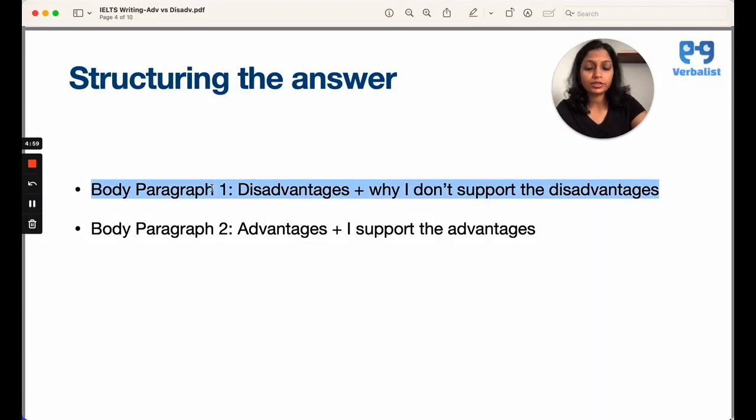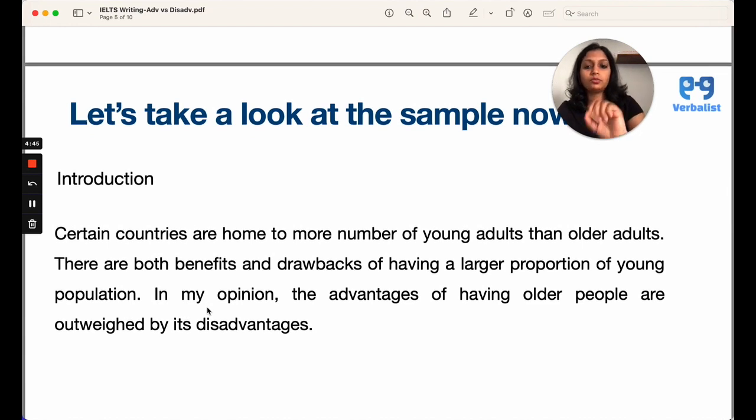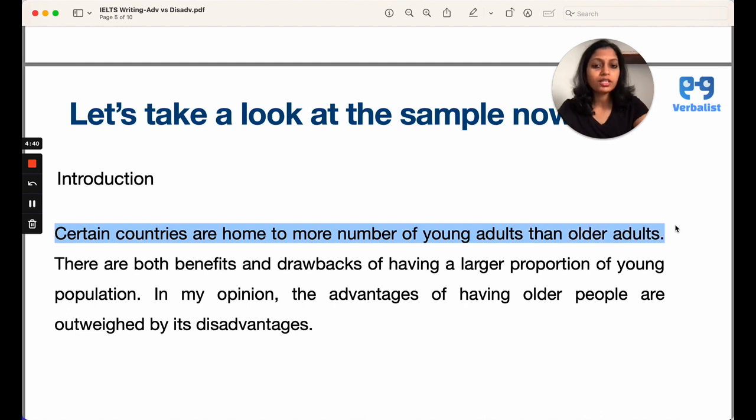Just to remind you, I have written the disadvantages first, and I'm going to say why I don't support the disadvantages, and then I'm writing the advantages and saying why I support the advantages. Okay, so we'll start with the introduction. And remember, paraphrasing does not mean changing every word in the question statement. It means to restructure that sentence and write it in a way that you don't change the meaning. It does involve changing some words, but it does not blindly involve changing every single word that exists.